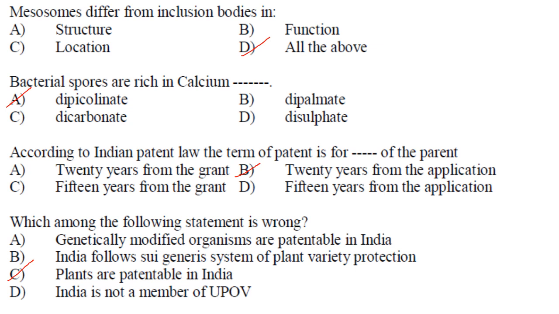Then next one. Which among the following statements is wrong? Genetically modified organisms are patentable in India. India follows sui generis system of plant variety protection. Plants are patentable in India. India is not a member of UPOV, that is International Union for the Protection of New Varieties of Plants. So the answer here is option C. Plants are patentable in India. That is the wrong statement.